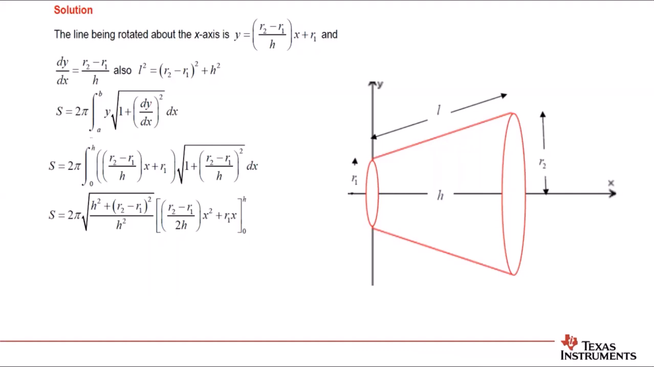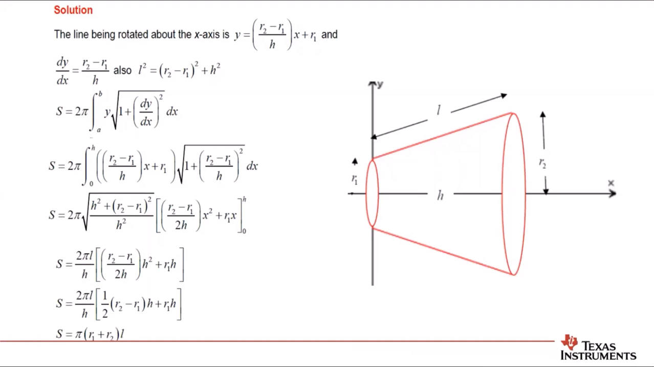We now just substitute in x equals h and subtract off when x is equal to 0. And sure enough, with a little bit of algebra, we get the result that S, the total surface area for a truncated cone, is (r1 plus r2) pi times L, which is the length of that curve there. And that, as I said, is the one that we used at the very beginning. So we've actually proved that result.